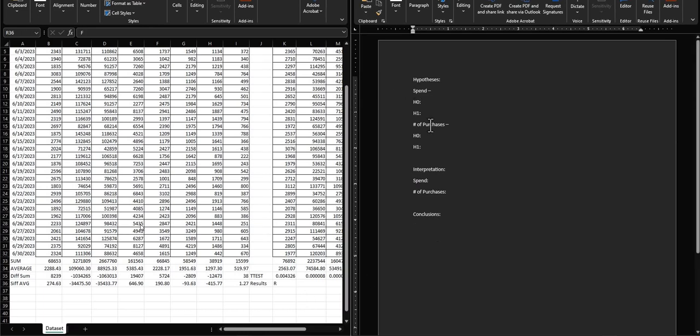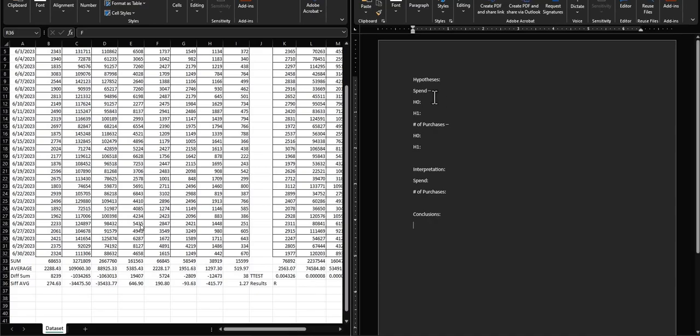So this is step 2: write their hypotheses. Step 3 is perform the t-test, which I've already done. Step 4 is to write the interpretation of the results. And then step 5 is to draw conclusions. Now the conclusions I'm going to draw are very simple because I'm only looking at 2 things.